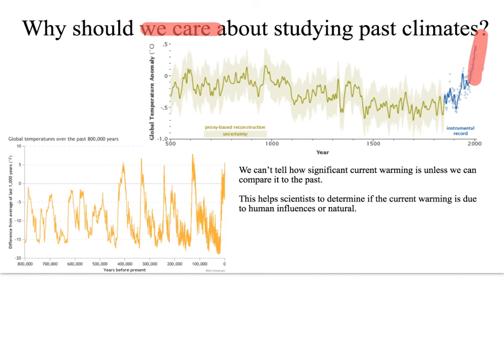Now, if we can look at the changes in the past, we can then start to determine just how significant the current warming is. If we can't compare it to the past, then we don't know the significance of it. So this past data is incredibly important to help us decide and figure out if the current warming is due to human influences or if it's entirely natural.